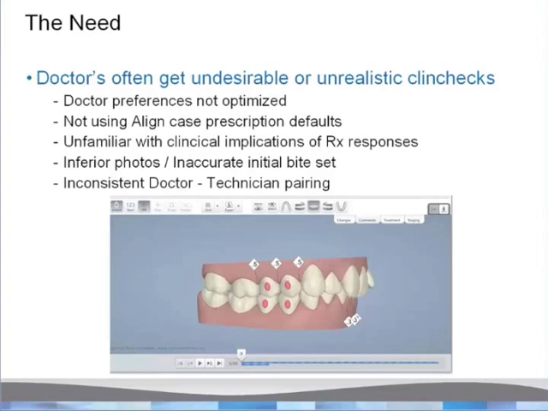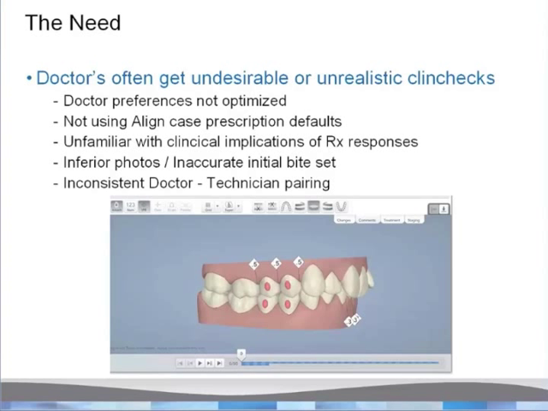And the other factor is the variability that exists between a doctor and technician pairing. We'll be talking about how, with these templates, our Heartland doctors are going to be serviced by an elite team of Invisalign technicians to help us with consistency in our case outcomes.